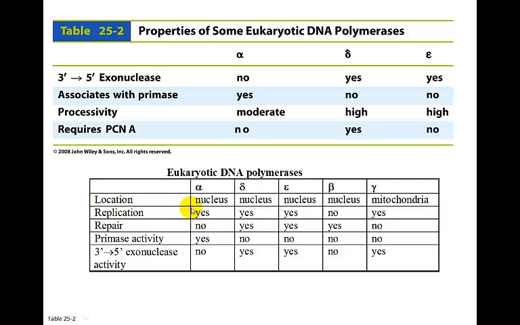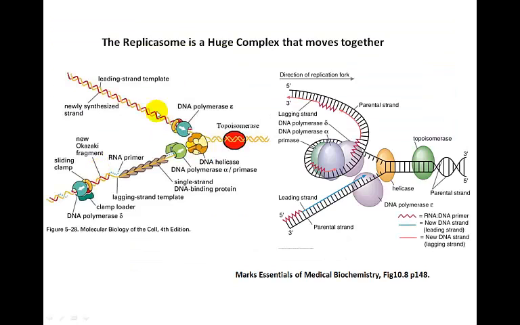Replication: yes, yes, yes, no. Yes, but this is replication in mitochondria. Again, this is editing. Repair: no, yes, yes, yes, no. So that's interesting. Mitochondrial DNA polymerases don't have the editing ability to clean up their DNA. Primase activity: yes for alpha, and no, no, no, no for the others. 3' to 5' exonuclease activity: alpha, no. Delta, yes. Epsilon, yes. Beta, no. Gamma, yes.